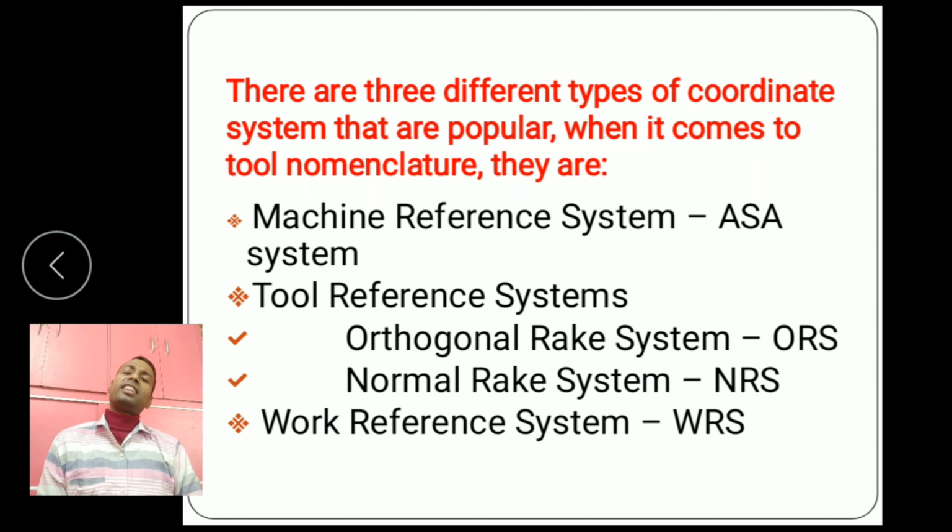ASA actually follows the machine reference system, American Standards Association. This is the full form. Tool reference system has the orthogonal rake system and normal rake system, ORS and NRS. Work reference system, this is WRS.